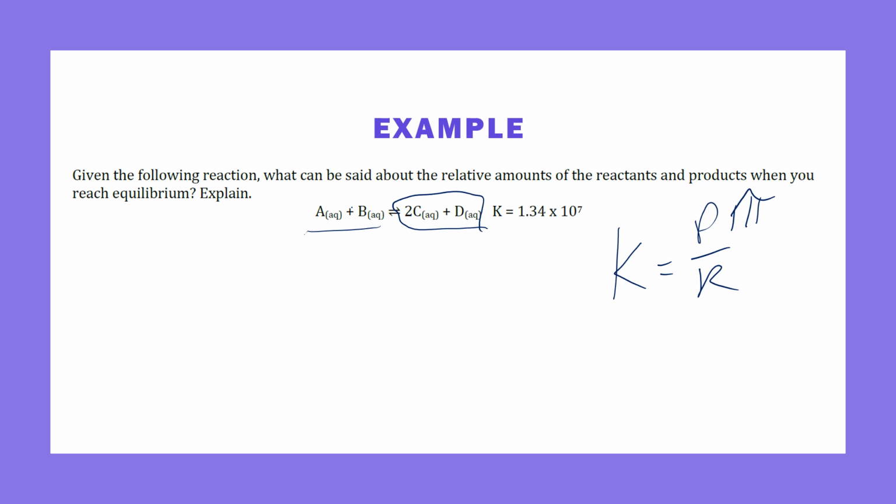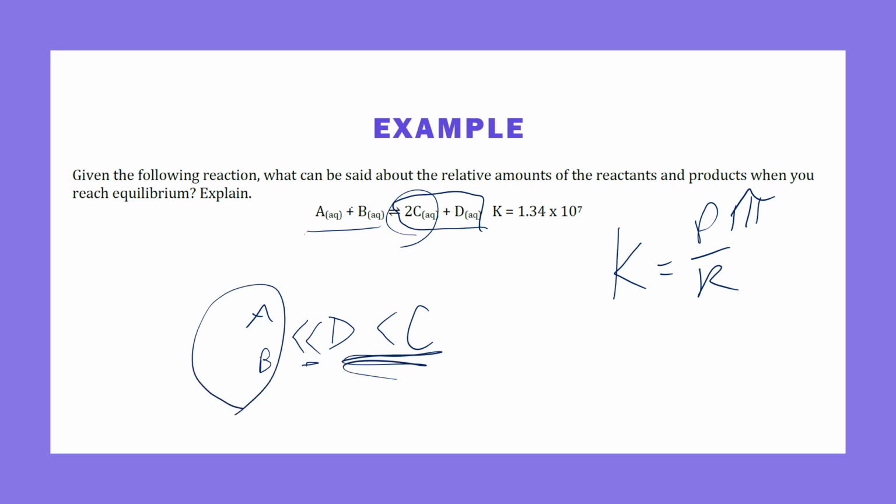So at equilibrium, you're going to have the least amount of the reactants A and B, and then you will have much more D, and then a lot more C. And that's because you have twice as many C's formed for every D stoichiometrically. But you'll have much, much more of both of the products than any of your reactants present.